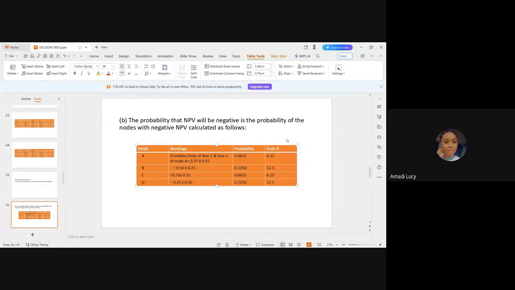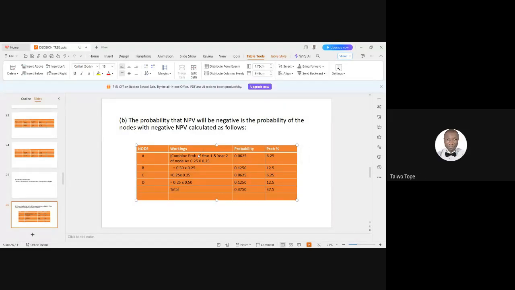So overall, the total probability will be 6.25 plus 12.5 plus 6.25 plus 12.5, which gives 37.5%. The point is this.